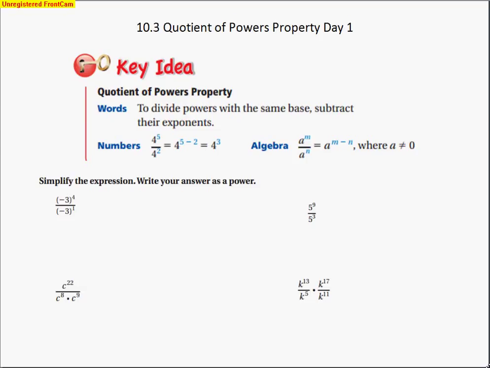This is the lesson for Chapter 10, Section 3, titled Quotient of Powers Property, day number 1. Before we get to the key idea, I'm going to go over how the key idea ends up working.